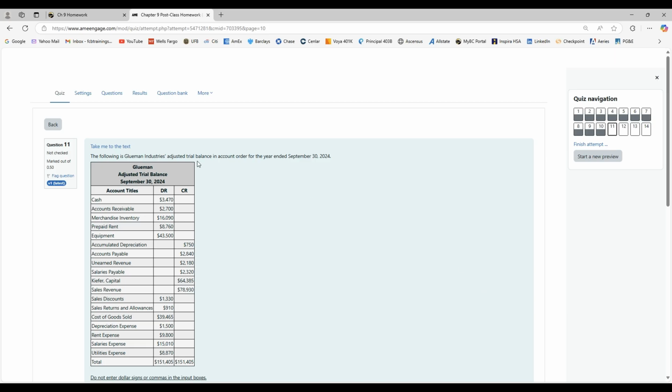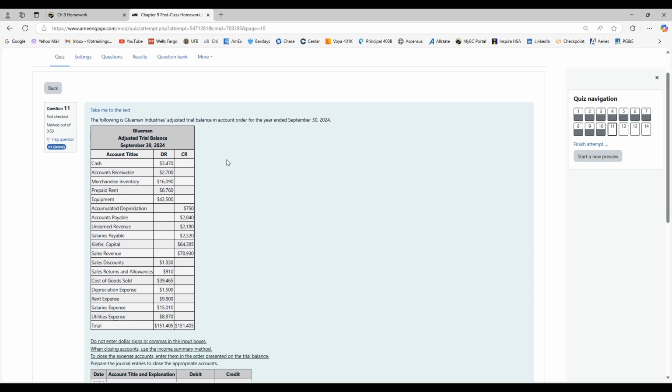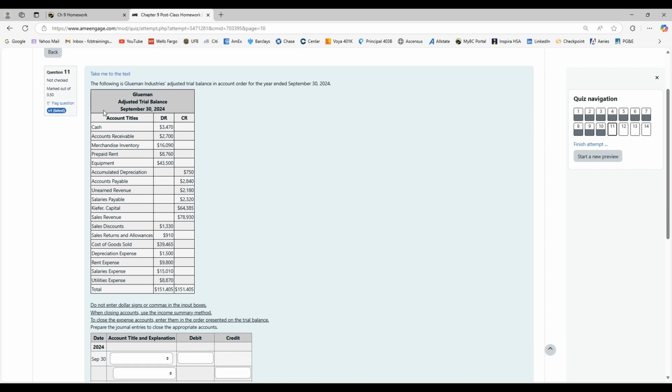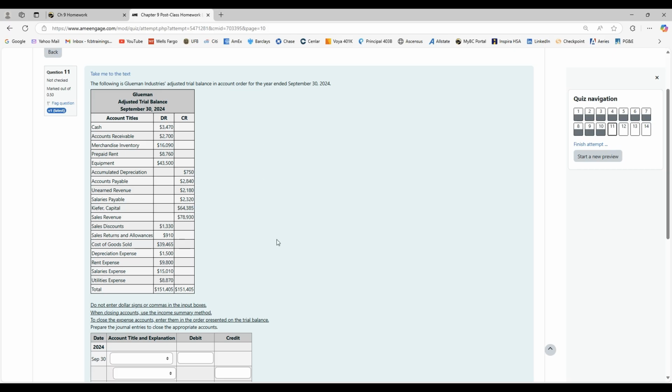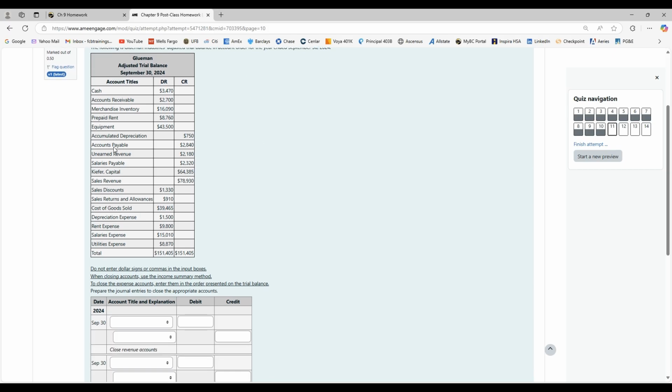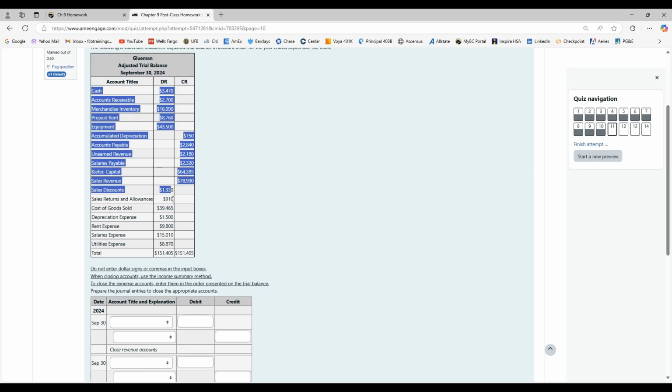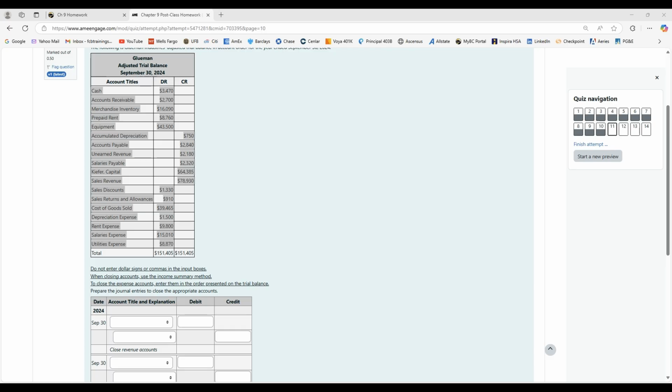Okay. The following is Glue Man Industries' adjusted trial balance. So we've got a whole trial balance here. And what do we want to do? Okay, so we're doing a closing entry here. I'm going to put this into an Excel, just copy and paste it out here. Just bear with me for one moment while I do that.